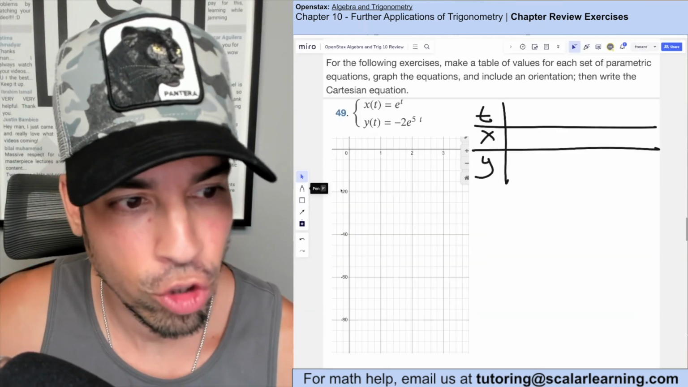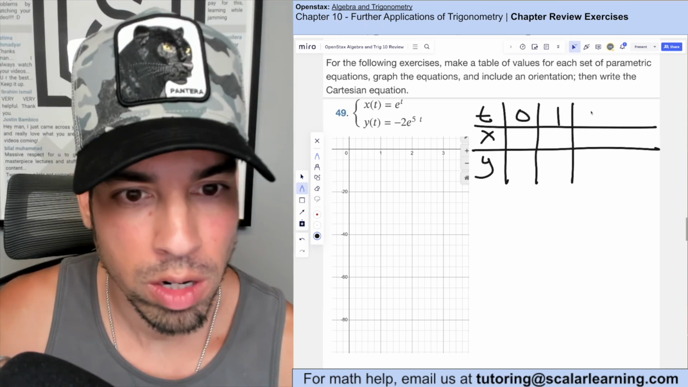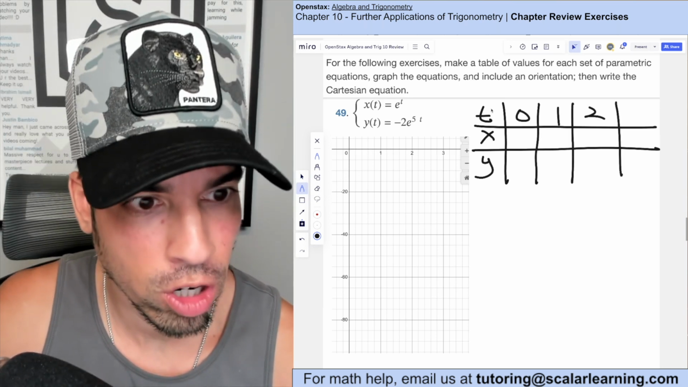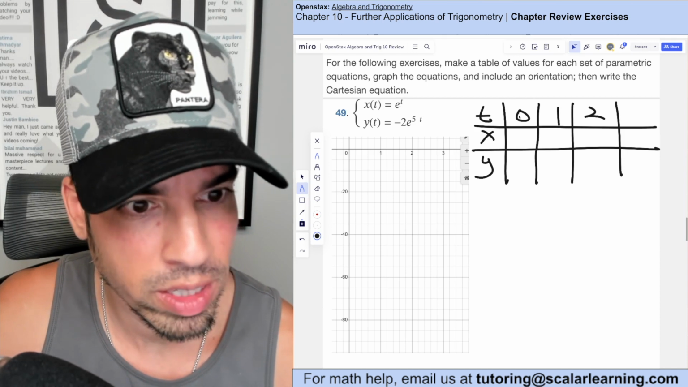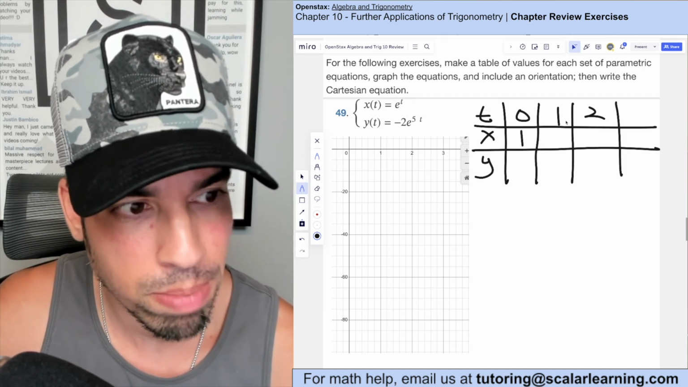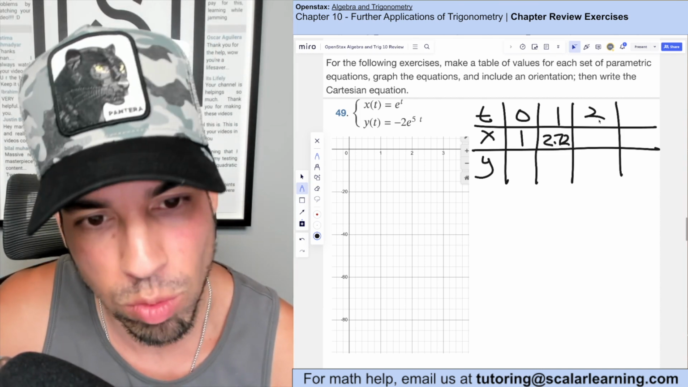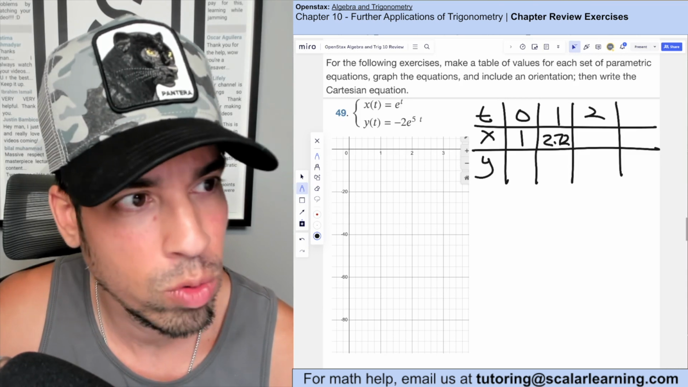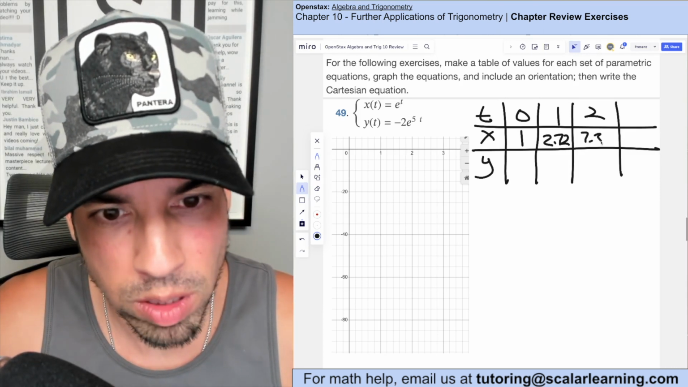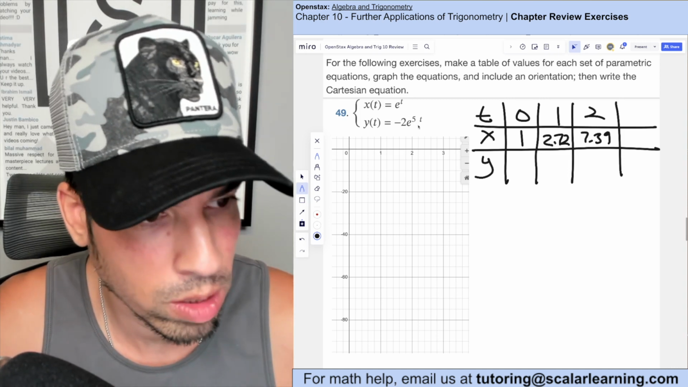So for this one, I'm going to choose a couple of t values right off the bat. I'm going to choose 0, 1, and 2, and we're going to plug and chug. So into this equation, when t is 0, it's e to the 0th power, which is 1. Here it's e to the 1 power, which is basically e, about 2.71 or 2.72 we'll approximate. And then when it's 2, that's e squared, which is about 7.39. So those are those nice x values, and now the corresponding y values we're going to plug and chug.